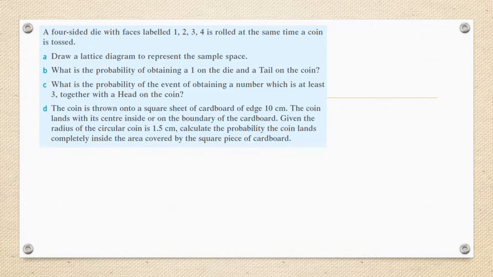Alright, a four-sided die with faces labeled 1, 2, 3, 4 is rolled at the same time as a coin is tossed. It tells us to firstly draw a lattice diagram. So I'm going to pick the die going this way. It's your choice on which one you want. So 1, 2, 3, 4. Again, please use a ruler. Don't do what I'm doing.